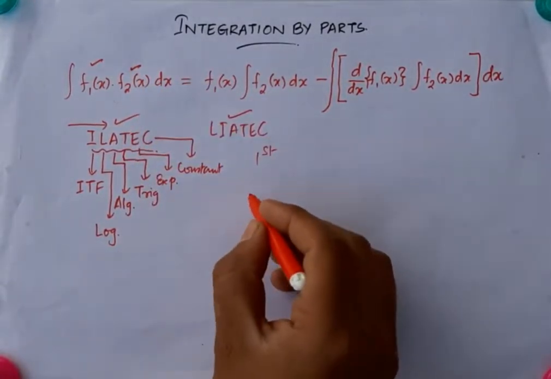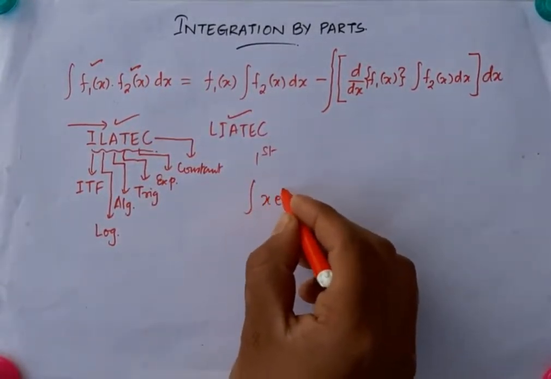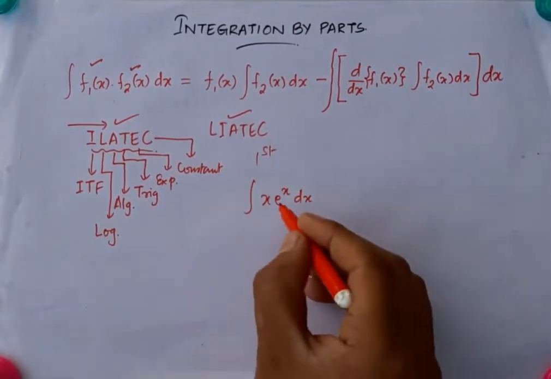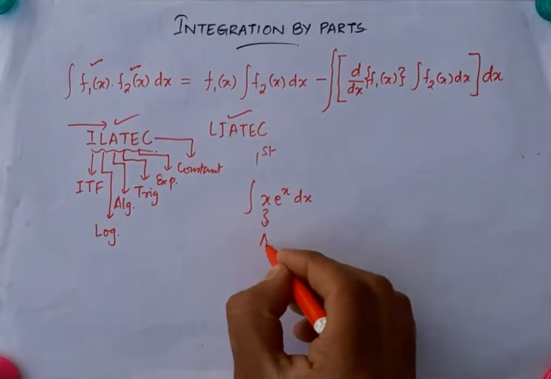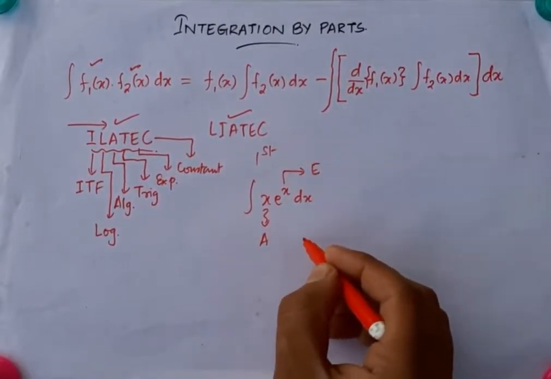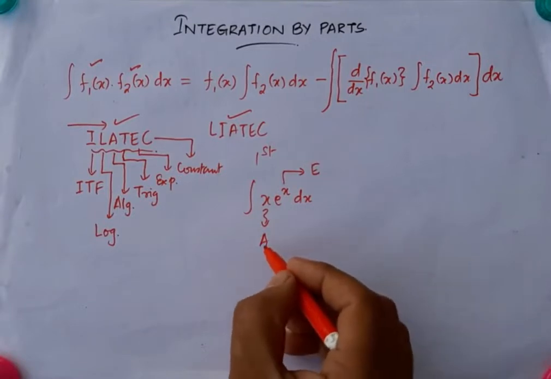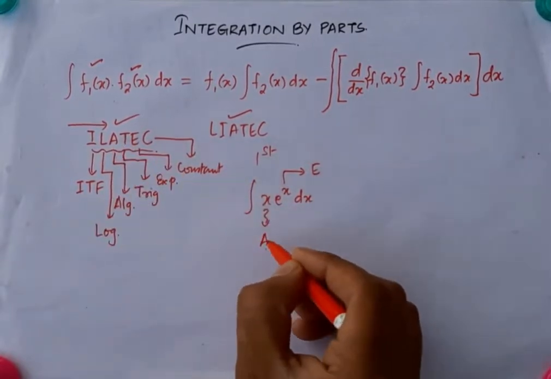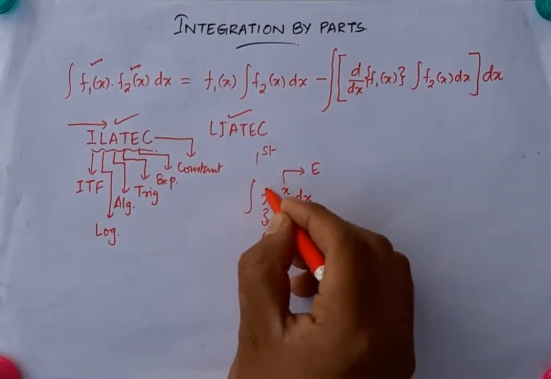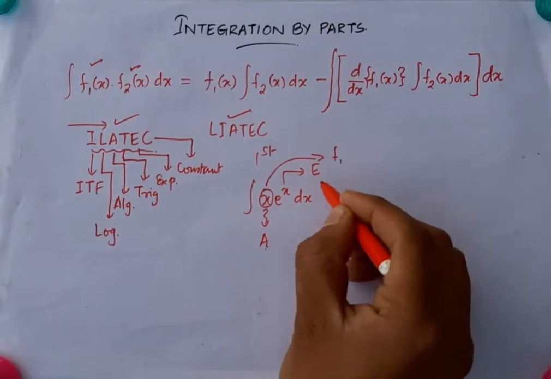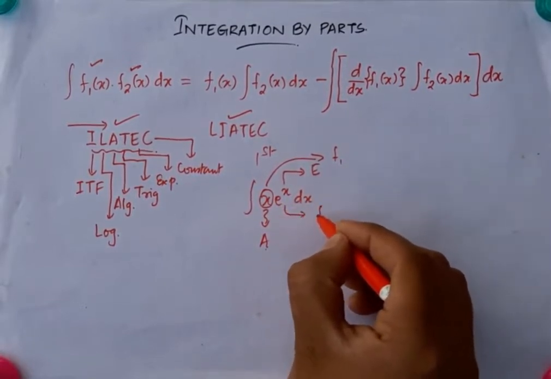For example, if you are given x e to the power x dx as the integral, x belongs to algebraic functions and e to the power x belongs to exponential functions. Now which one is coming first, A or E? A is coming first, isn't it? So that's why this part will be treated as f1, and the second one is treated as f2.